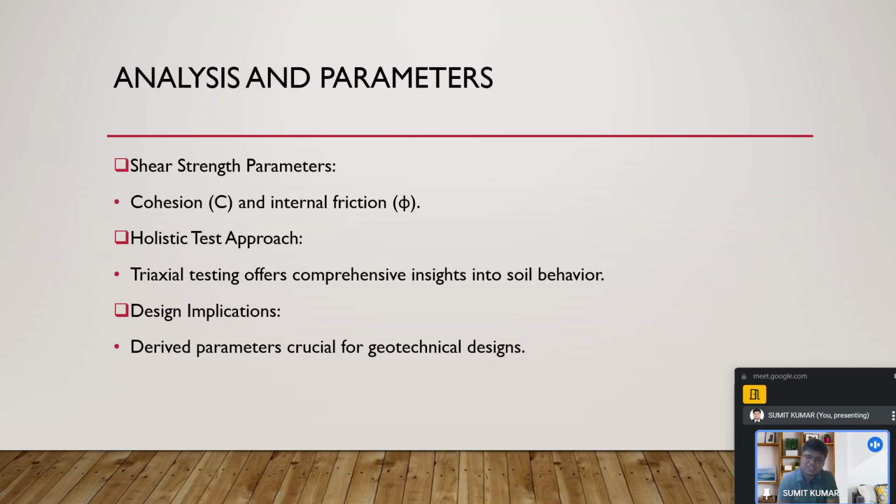Now we talk about the analysis and parameters. What are the parameters we are looking at? During the performing of the triaxial test, we are most concerned about getting the value of the cohesion and angle of internal friction. So when we talk about the test approach, the triaxial test offers comprehensive insights into soil behavior. Basically, with the help of this test, we could state the behavior of soil. And when we talk about design implications, the derived parameters are crucial for geotechnical designs as well.